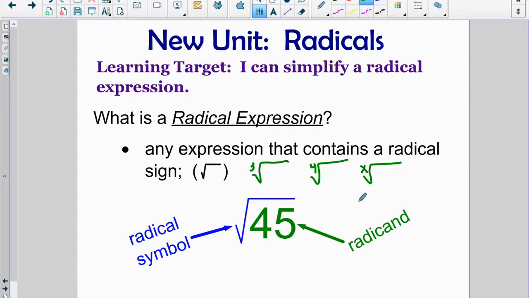Okay, that's called an index. All right, if there's no number there, it's that invisible 2 or imaginary 2, which represents a square root. Okay, so we have the radical symbol, and then what we have inside the radical is known as the radicand. So in this case, 45 is the radicand, the thing that we're trying to take the square root of.